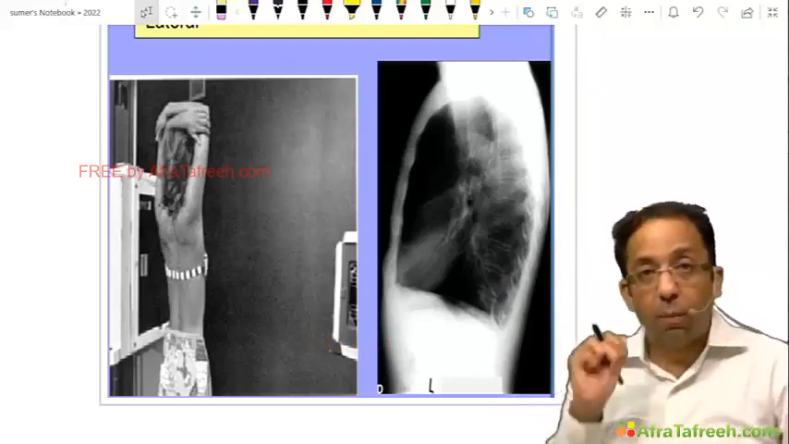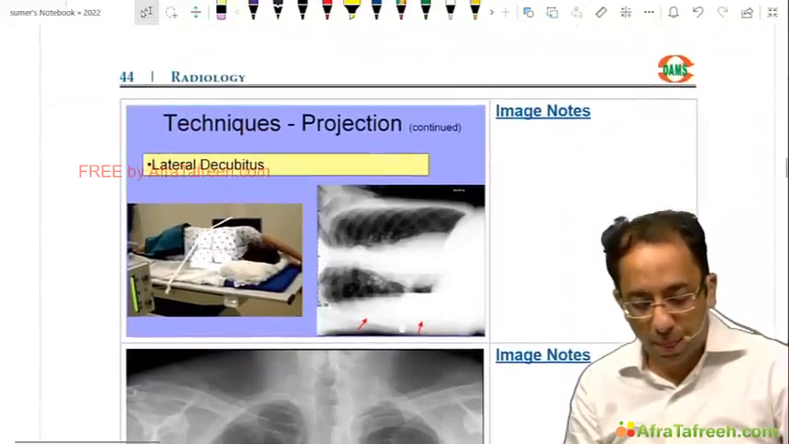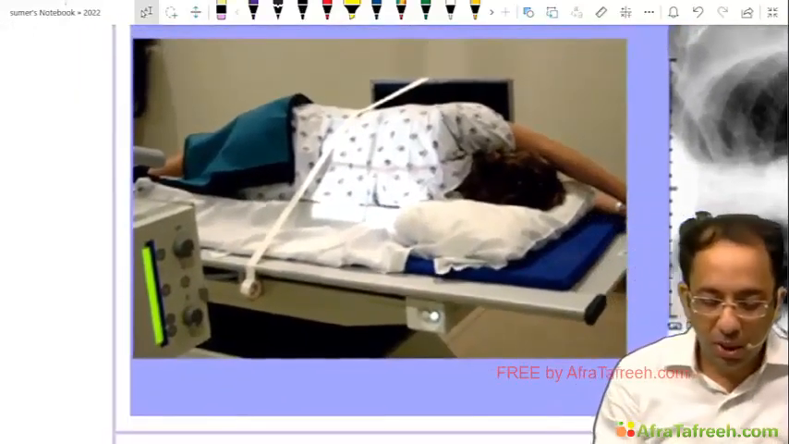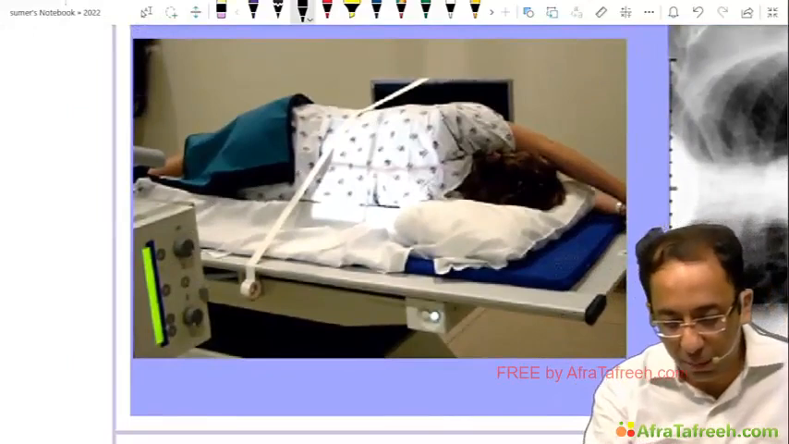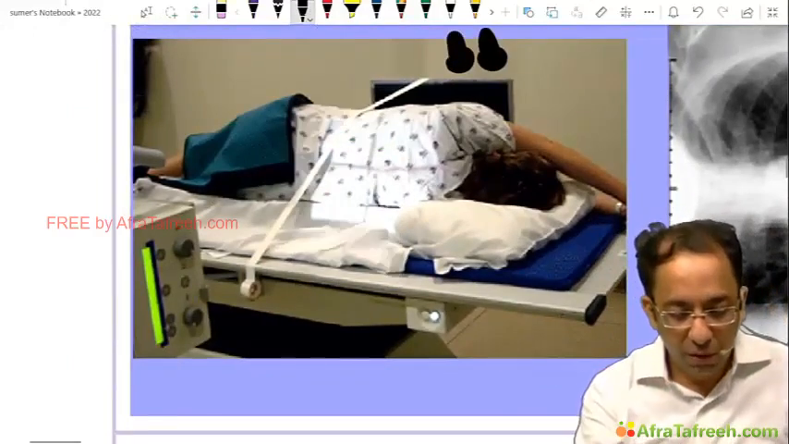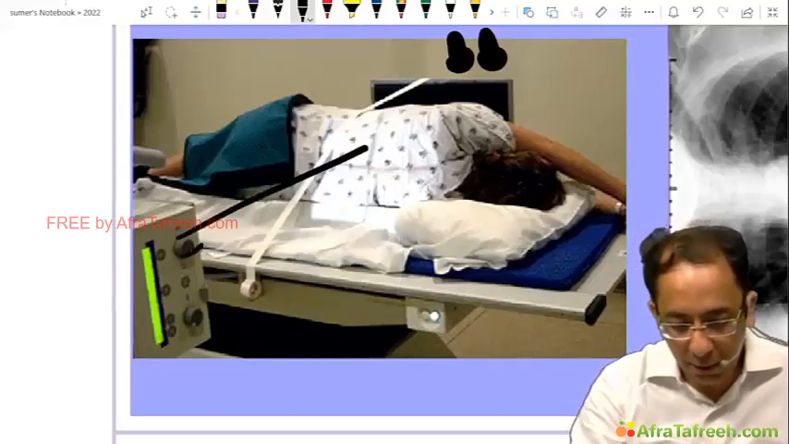Now, my question to you is this. I look at the X-ray being done. Where is the film? In front of the patient. Where are the rays coming from? Behind the patient.